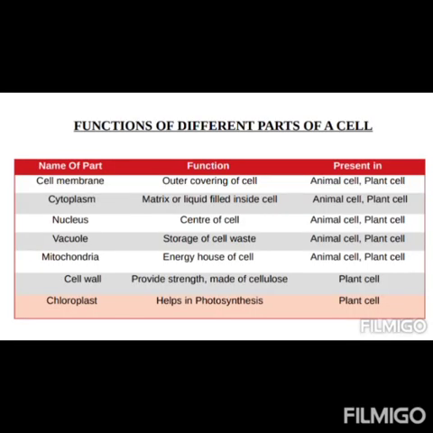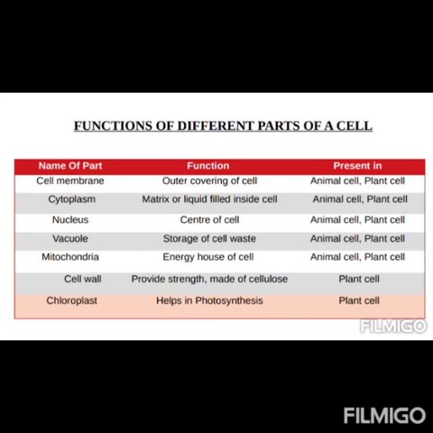Now let us see once again what the functions of the different parts of a cell are. Cell membrane, that is the outer covering of the cell, is present in both animal and plant cells. Next one, cytoplasm, the matrix or liquid filled inside the cell, present in both cells. Next, nucleus, the center of the cell, present in both cells. Vacuole, storage of cell waste, present in both cells.